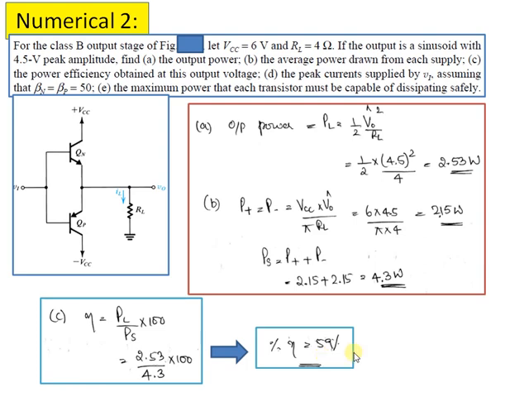If you note again here, the power conversion efficiency for the class B output stage was close to 78.5% theoretically, that we had obtained, but here in the numerical we are obtaining it equal to 59%.